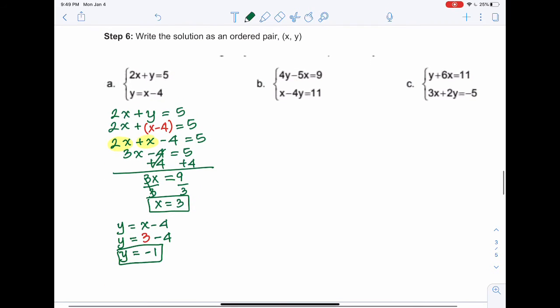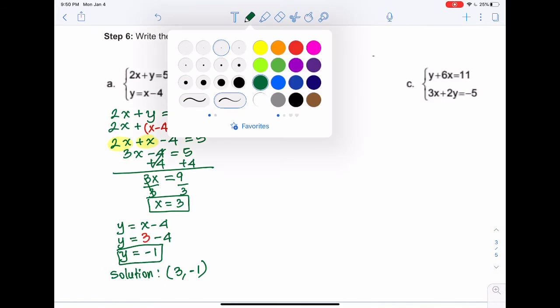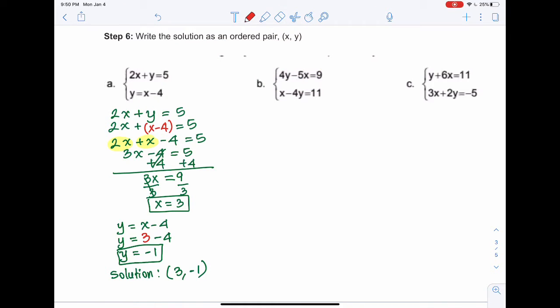So let's write the solution in an ordered pair form. You need to write x first and then y. So we're done with the solution, but let's check if we have the right answers. So we are going to check by plugging in 3 and negative 1 in both equations for x and y to see if they satisfy both equations.